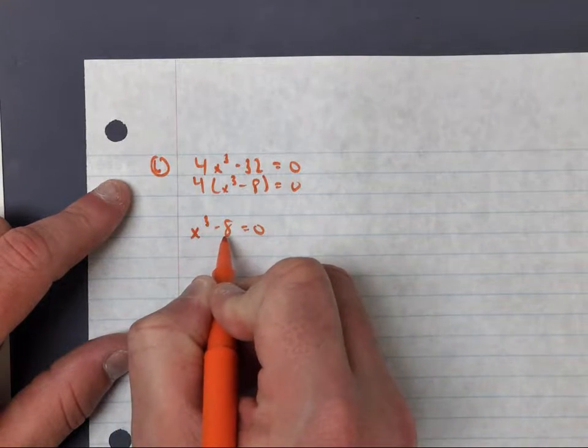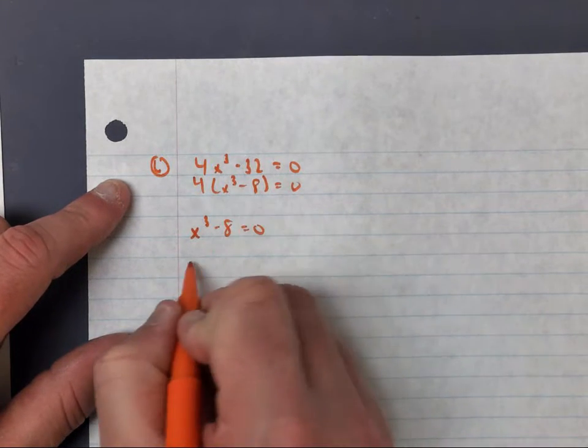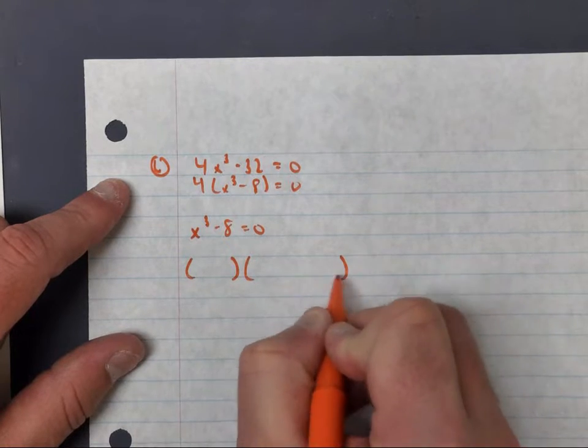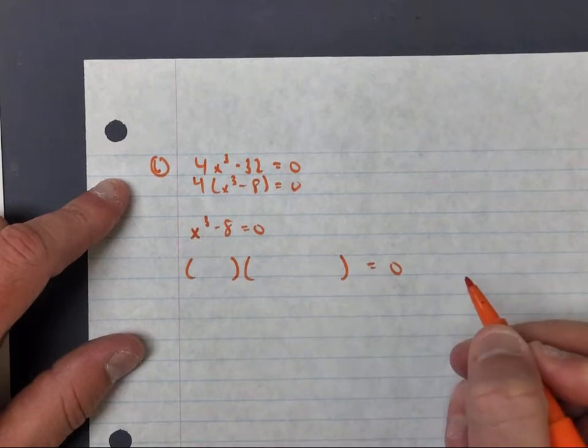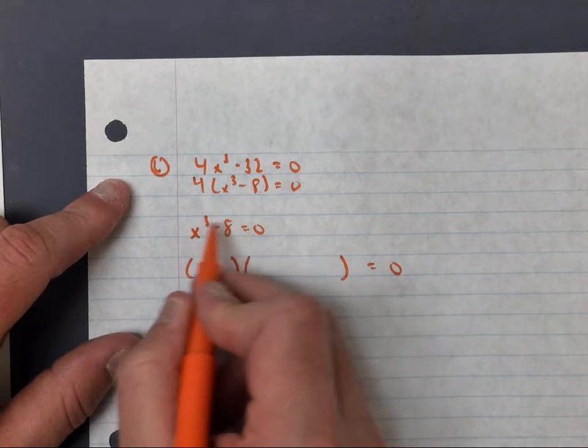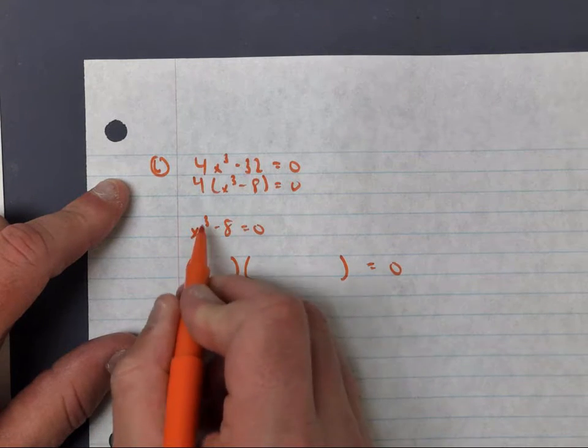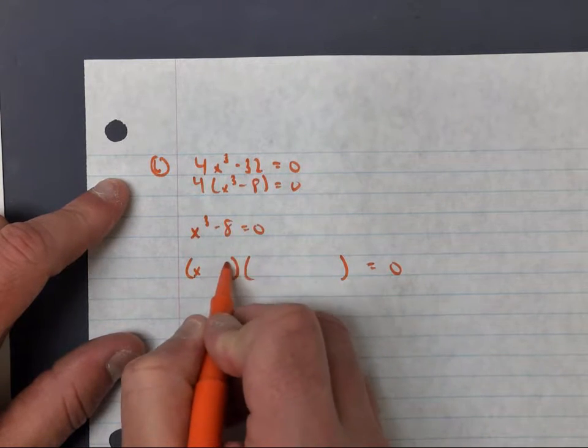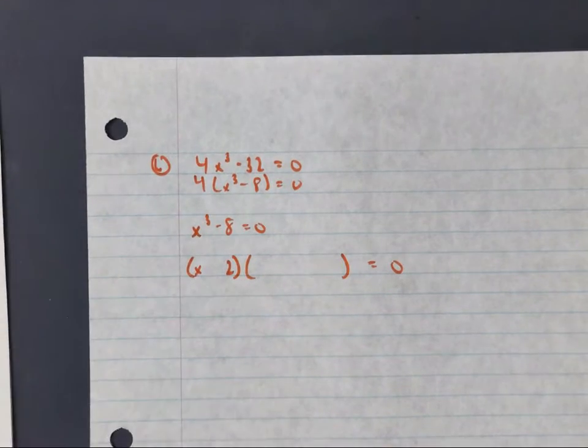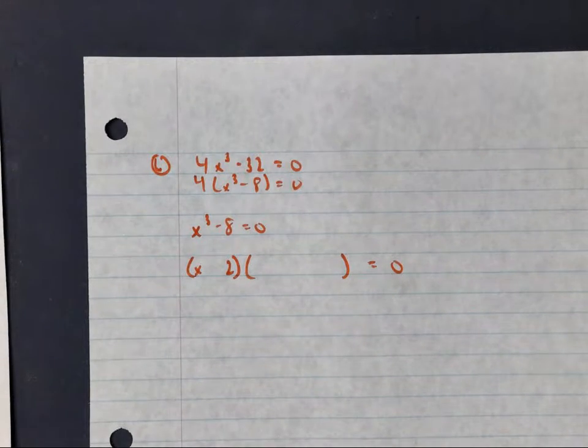Well, x cubed and 8 are both perfect cubes, so I'm going to have small parentheses for a binomial and one for a trinomial. First parentheses, you take the cube root of both terms: x cubed, cube root is x, cube root of 8 is 2. So I have my binomial. Remember, I'm going to come back and do my signs in a minute.